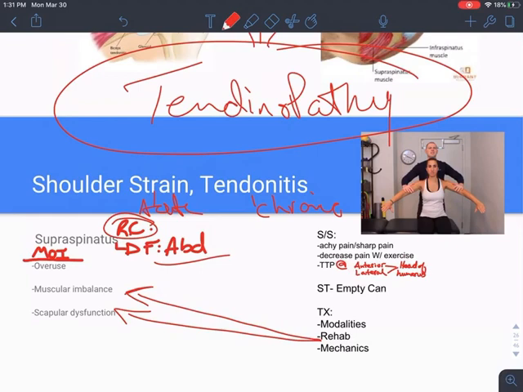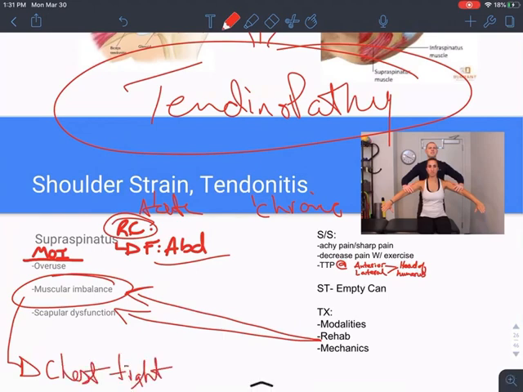So muscular imbalance. Basically, a lot of people, if you were to look at yourself in a mirror right now, you're probably hunched over. Their chest is super tight, and their back is really, really weak, right? So the muscular imbalance: chest tight, back weak.